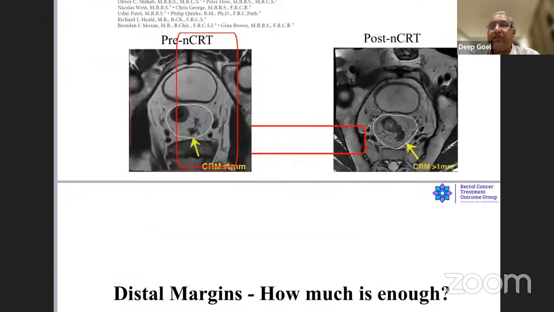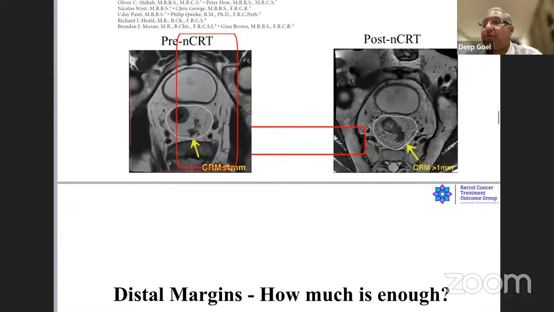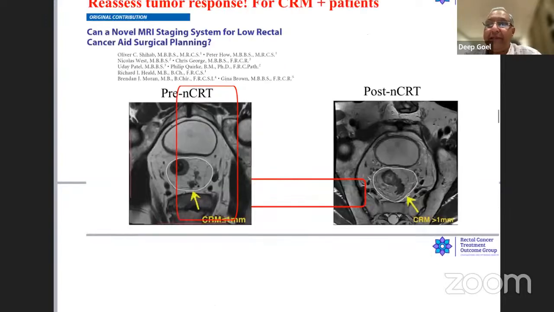Again, you see in this picture that the CRM on the left side is less than 1. So obviously this patient went for neoadjuvant treatment, and at the reassessment MRI or restaging MRI, it is more than 1 millimeter, showing that neoadjuvant treatment has actually done a good job, and this patient can be taken up for surgery.